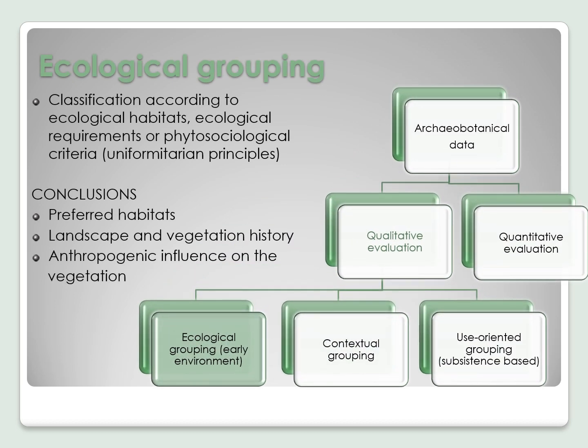Ecological grouping allows conclusions on ancient vegetation and habitats that have been preferred by ancient humans. By relying on uniformitarian principles, modern ecological characteristics are applied to archaeobotanical assemblages. This has to be done cautiously because modern species may have changed their ecological habitats. If we are considering different phases or periods of a location, environmental change may be observable.